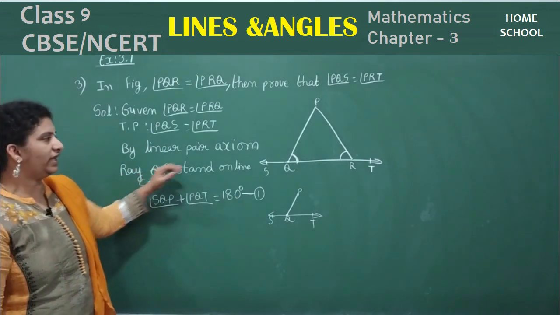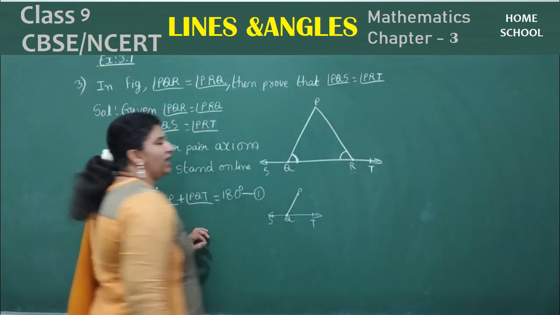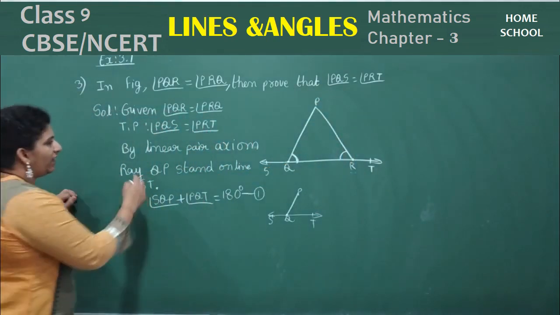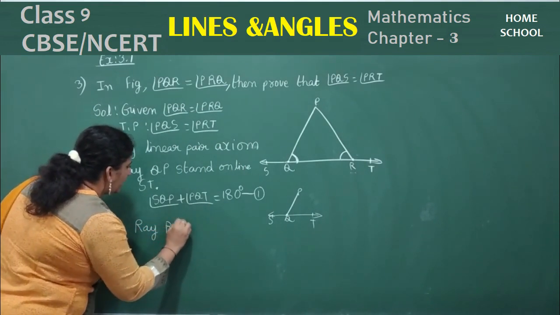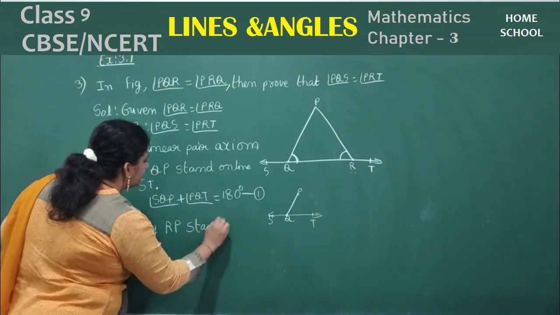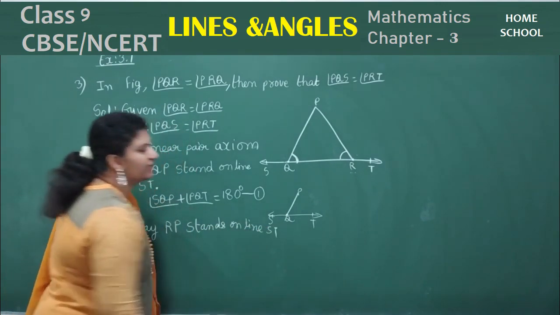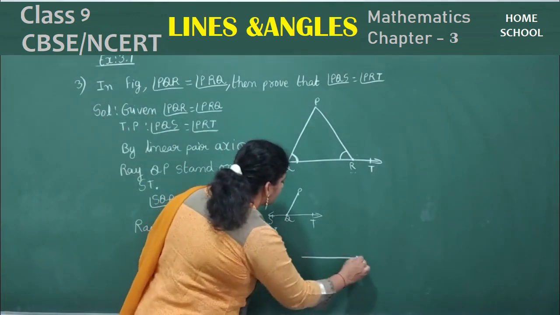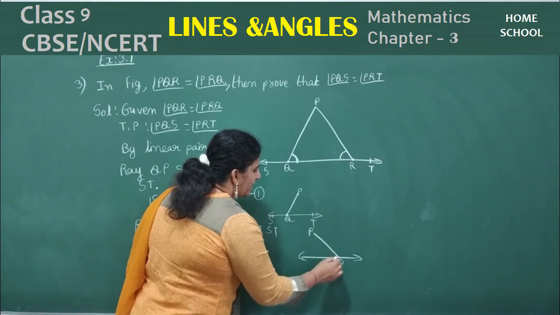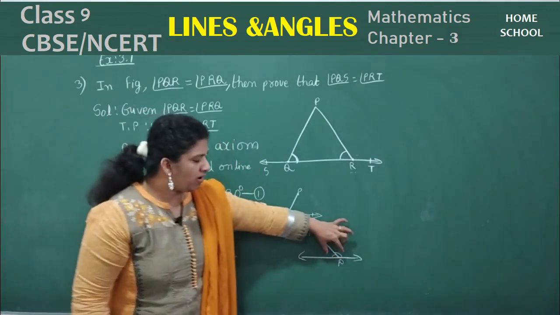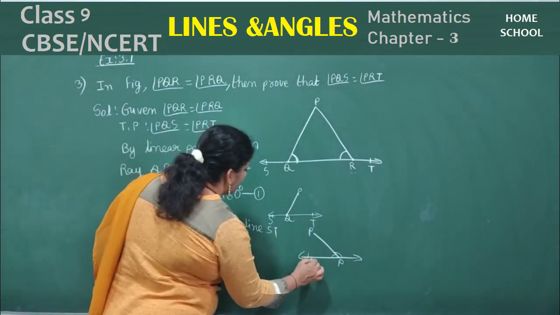Now, QP ray over, children. Now look here at R point. Observe here, RP. So now again by linear pair axiom, ray RP stands on line ST. Now again observe here how we need to observe. This is a line and RP is a ray. Then what happens? The sum of these angles is 180 degrees. So write as it is, children.